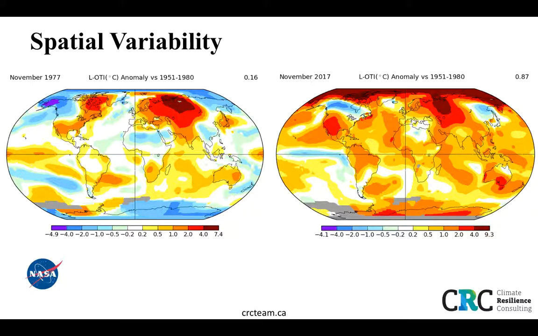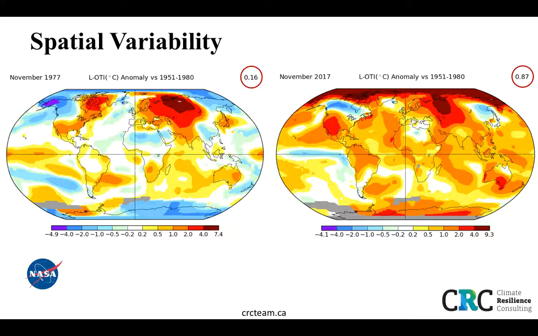I'd like to finish this module up with a comparison of global temperature maps with November 1977 on the left and November 2017 on the right. November 1977 was 0.16 degrees Celsius warmer, and November 2017 was 0.87 degrees Celsius warmer than November temperatures during the base period. So there's a lot more red on the November 2017 map because global temperatures over the last 40 years have been going up.